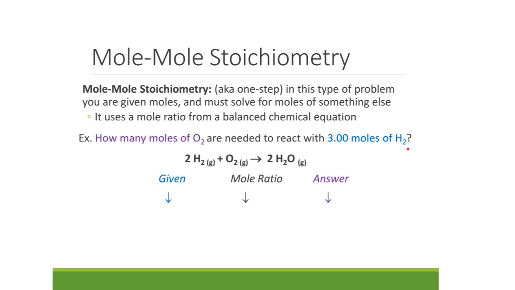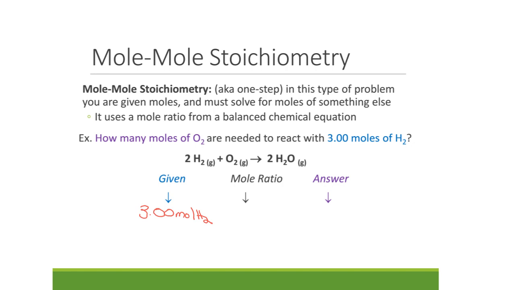So at the beginning here, this is what we're solving for. We're solving for how many moles of O2. And we are given 3.00 moles of H2. So our given information is where we're going to start. Always start with your given information. So I'm going to write down 3.00, and then we need our unit with our substance. Always need both of those things, 3.00 moles of H2. That is our given information.